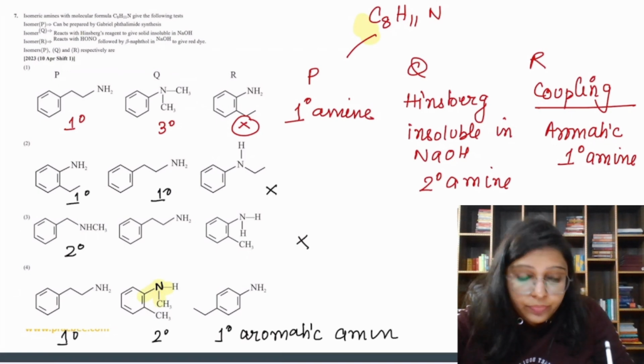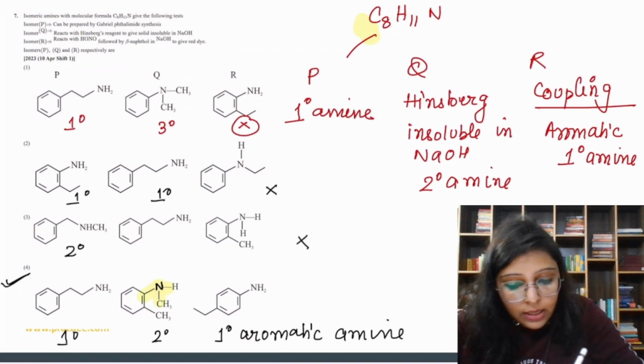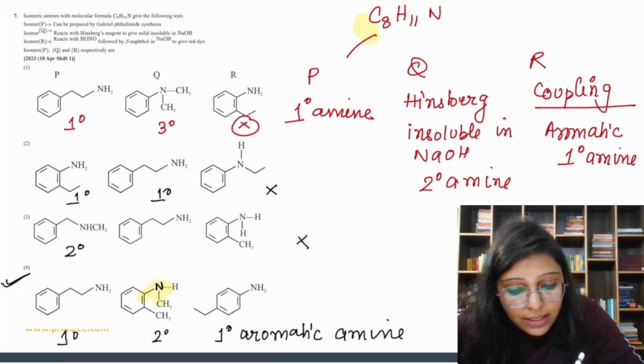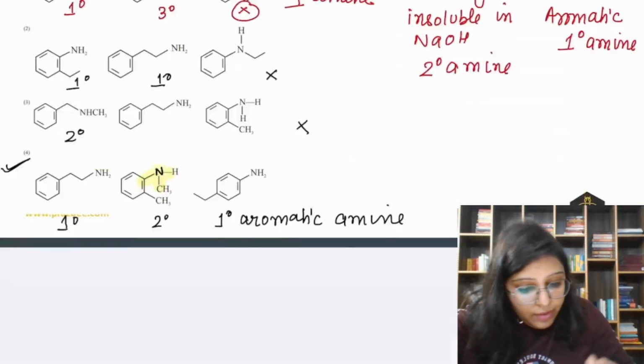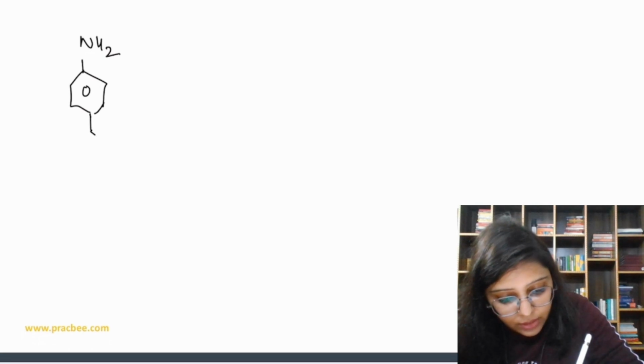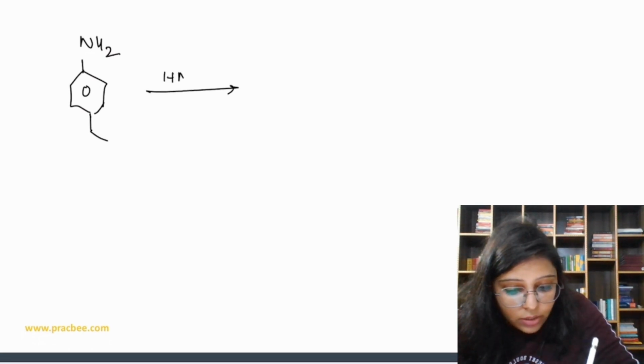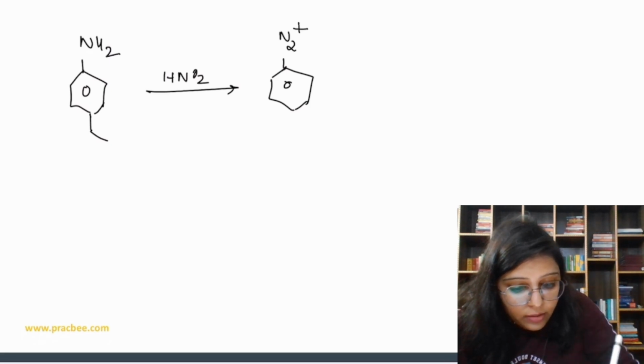Okay, so this is the answer. Let's do the last reaction. The reaction is with HNO2 followed by beta naphthol. It means if we have, suppose, NH2, right? If we have NH2 and here we have this, then on reaction with HNO2 we get N2 plus over here.